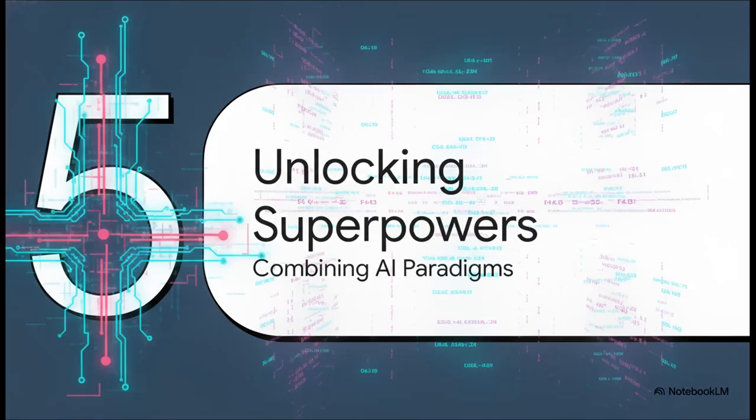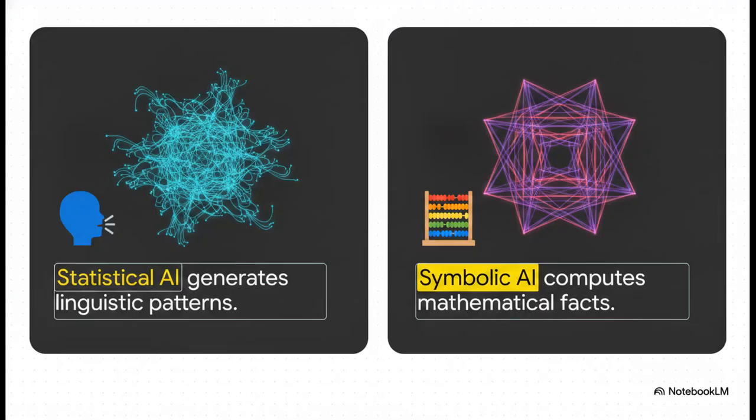Let's see how this builds into Part 5, Unlocking Computational Superpowers. To see the future here, we really have to contrast two very different paradigms. On one side, we have statistical AI, like ChatGPT. It generates highly plausible linguistic patterns based on what it's read. It weaves together the statistics of conventional wisdom, meaning it sounds right, but it doesn't compute true facts.